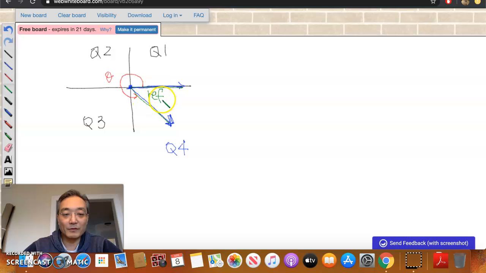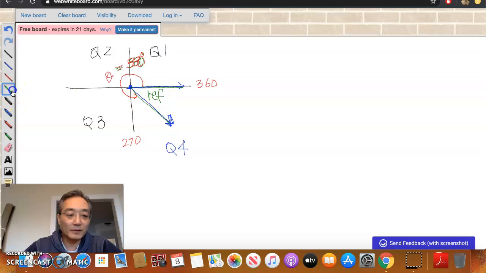So how do I find this reference angle if I know what theta is? Well, let's say in the fourth quadrant I have an angle that's 330 degrees. Let me color coordinate it. So let's say my theta is 330 degrees. That's definitely in the fourth quadrant because I know this is 270 and this is 360, so it's got to be somewhere between 270 and 360.